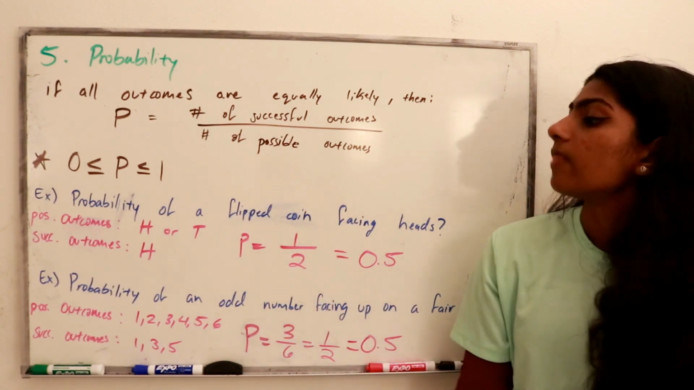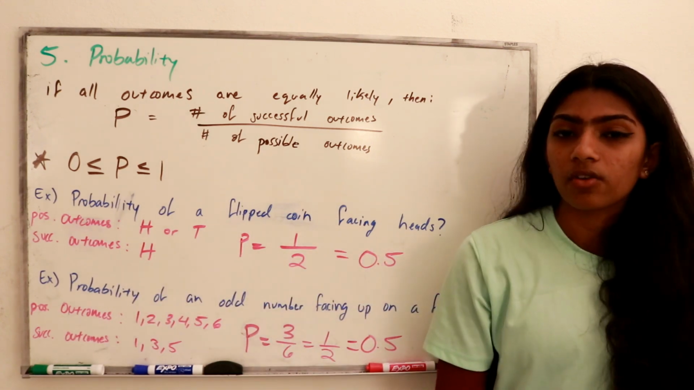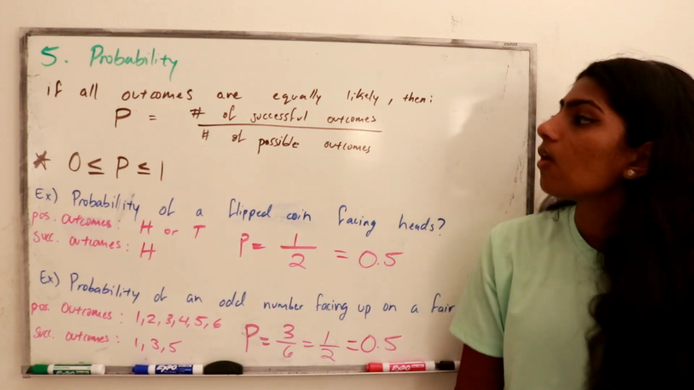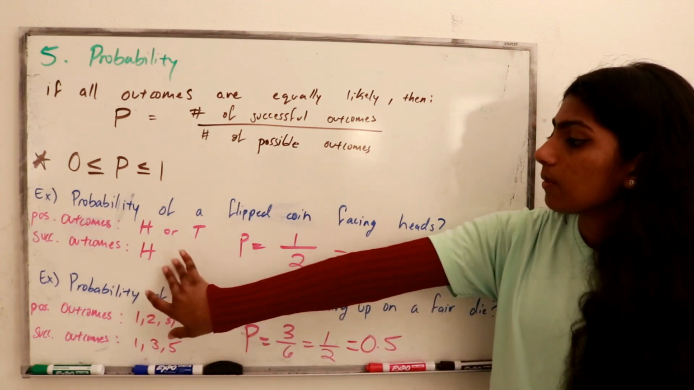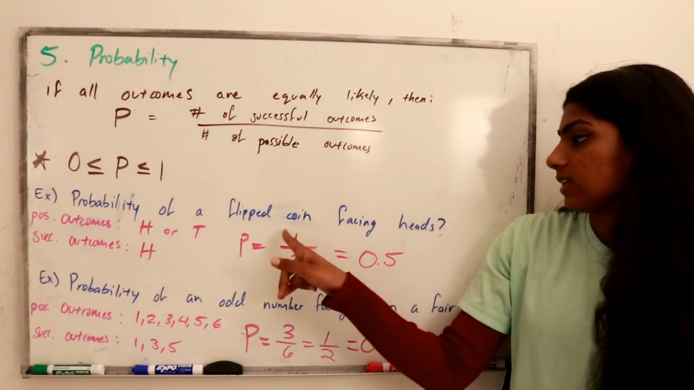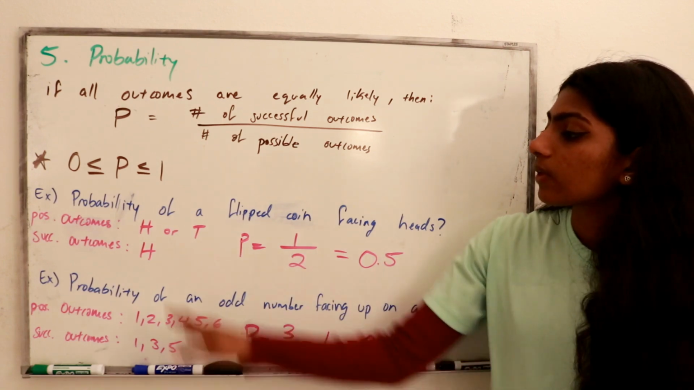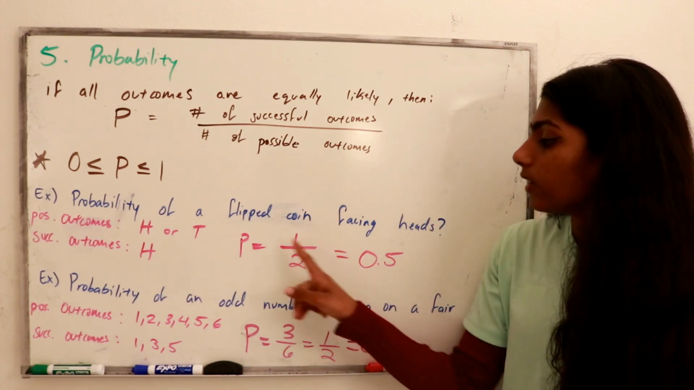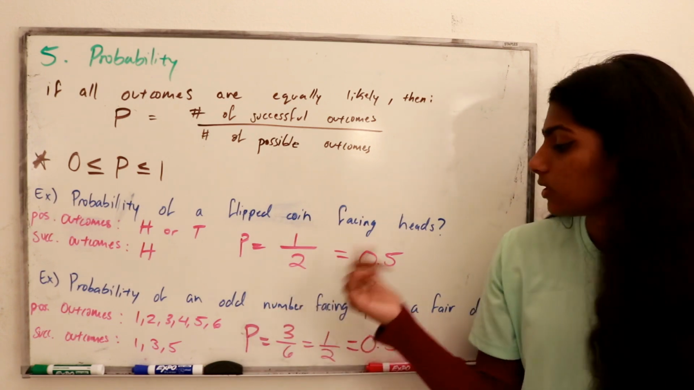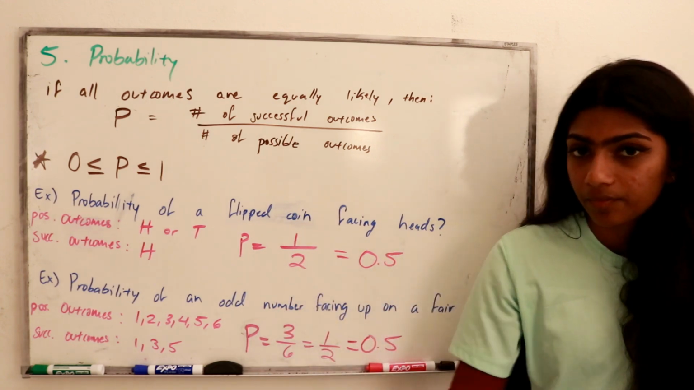denominator. Then we have to look at the successful outcomes, or the outcomes that we want to happen, or that we plan on happening, or that we know are going to happen. So the outcome that we want is just a heads, as it's asking, coin facing heads. So we're going to put 1, since there's only one outcome. So we put 1 over 2, which is equal to 0.5, which is our probability.